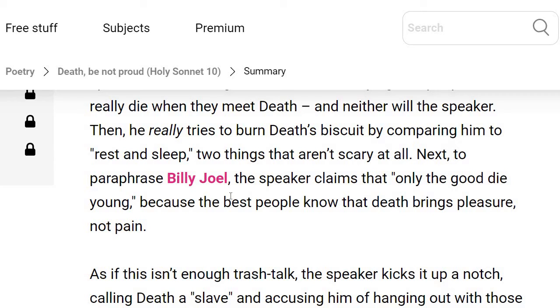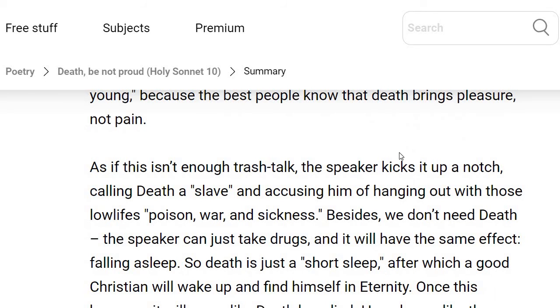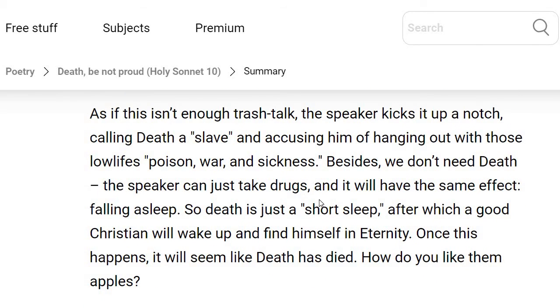So next, to paraphrase Billy Joel, the speaker claims that only the good die young because the best people know that death brings pleasure, not pain. In poems like this, people often look at death as a relief from the human condition and all of its problems. It's more likely that an author from this time period would be rather religious and have a firm belief in the afterlife. And if they believed in the afterlife, then they likely believed that there was paradise on the other end of death. So death would not be that bad from that perspective.